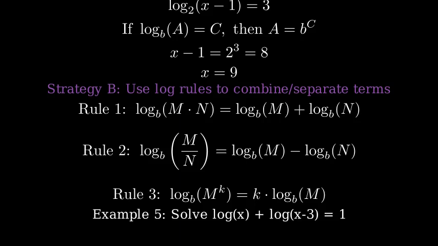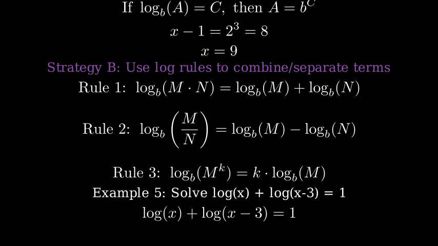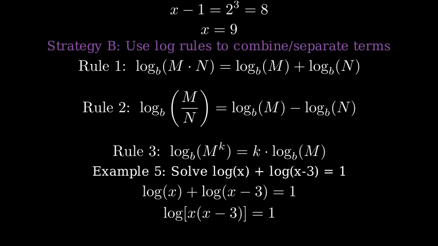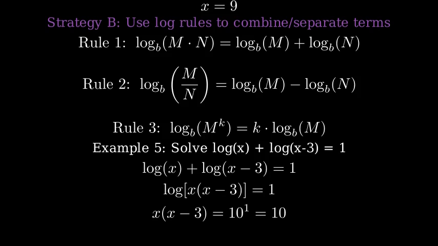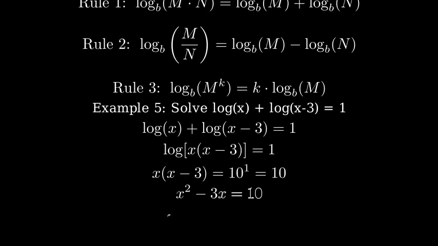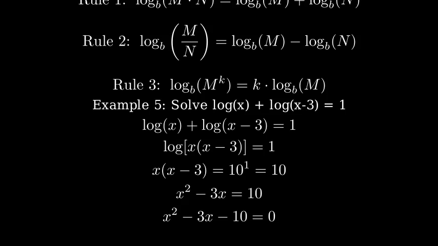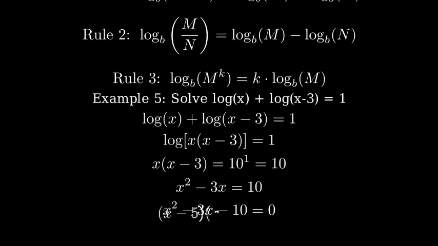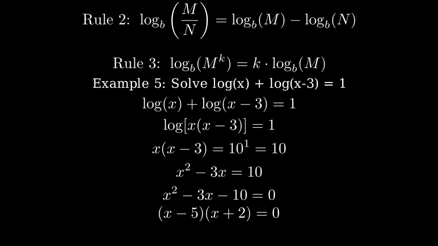Log of x plus log of (x minus 3) equals 1. First, we use rule 1 to combine the logarithms on the left. Log of x times (x minus 3) equals 1. Next, we convert this to exponential form. x times (x minus 3) equals 10 to the power of 1, which is 10. Now, we have a quadratic equation, x squared minus 3x equals 10, or x squared minus 3x minus 10 equals 0. Factoring this, we get (x minus 5) times (x plus 2) equals 0. So x equals 5, or x equals negative 2.